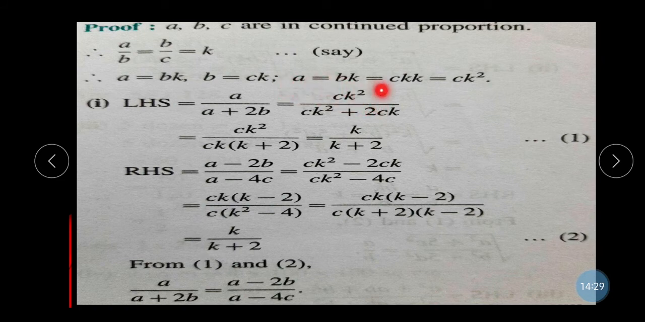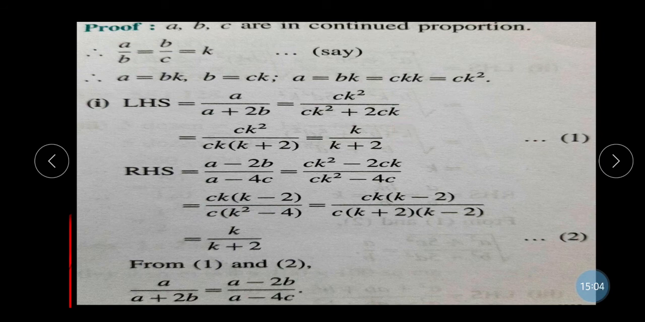Ultimately a was bk, so we got b as ck. So, instead of b we will substitute ck. So, what we get, ck into k, that is ck square. Now, let's take the LHS part. What is in our LHS part? a upon a plus 2b. So, let's substitute the value. LHS equal to a upon a plus 2b is equal to ck square upon ck square plus 2ck.